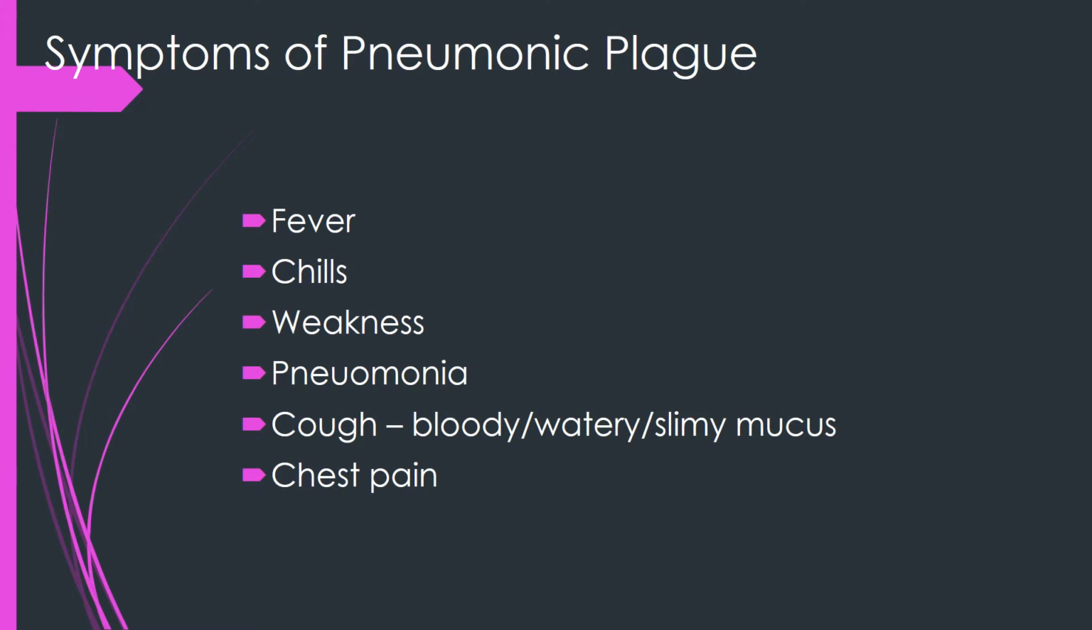The symptoms of the pneumonic plague are fever, chills, weakness, and pneumonia, hence the name. The pneumonia is pretty bad. You have a nasty cough with bloody, watery, or slimy mucus, and very intense chest pain. The problem is when these symptoms get to this point, you're pretty much dead. You only have a few days to live once this stuff gets into your lungs.